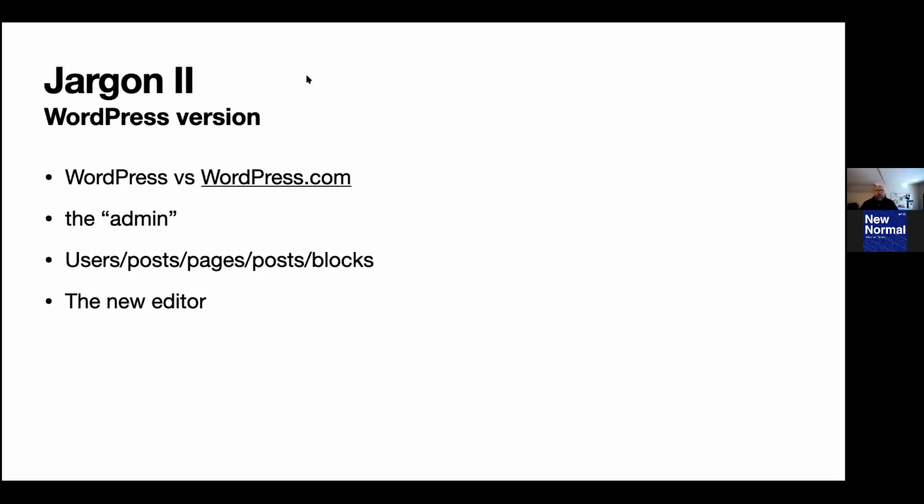But sticking with the jargon, that's the difference between WordPress.org and .com: the open source project, versus a product by Automattic.